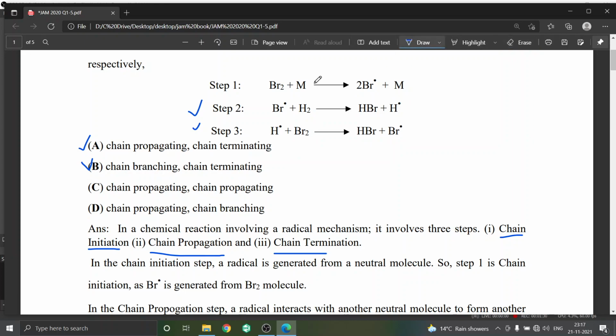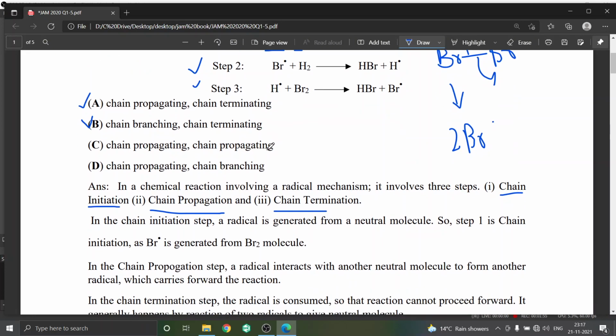So you can see in the first step, bromine is there, which is interacting with metal and breaking up. The metal weakens the bond, and one of the bromines takes this electron, the other bromine takes the other electron, and it gives you two bromine radicals, right? So this is the chain initiation. Very clearly, step 1 was chain initiation.